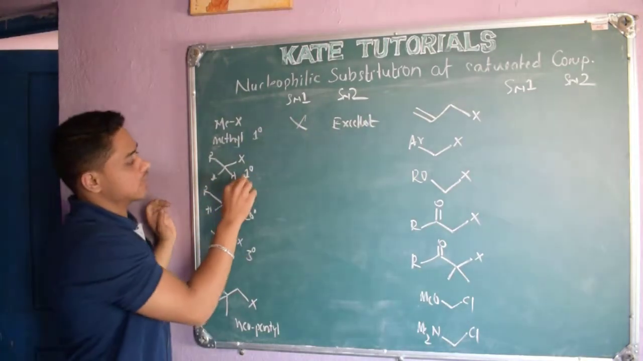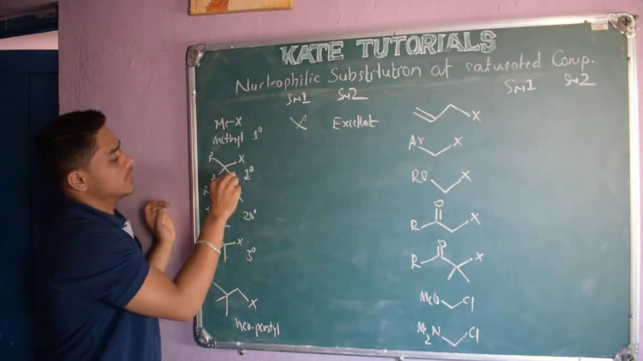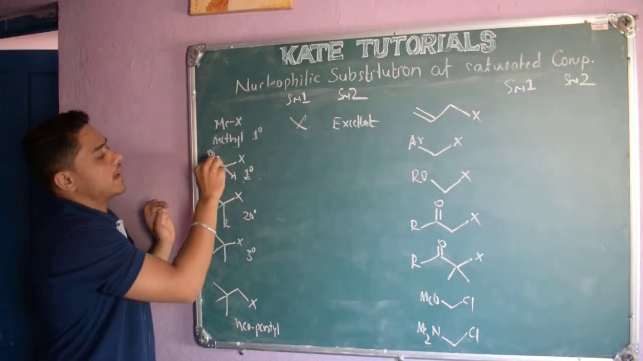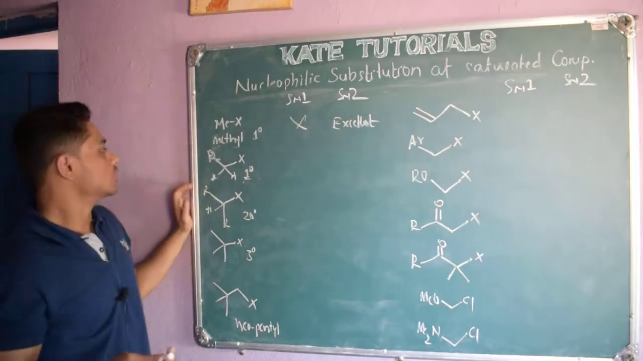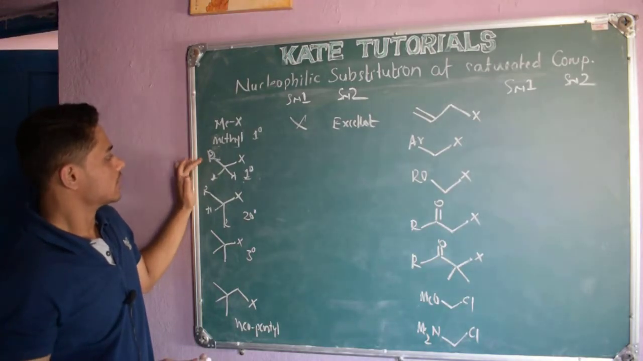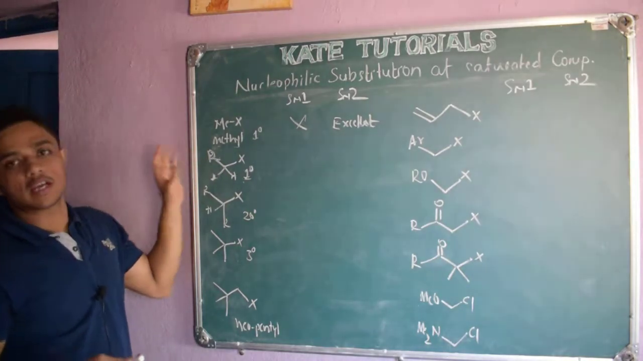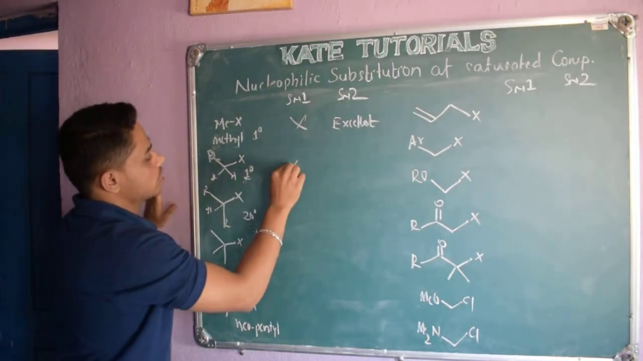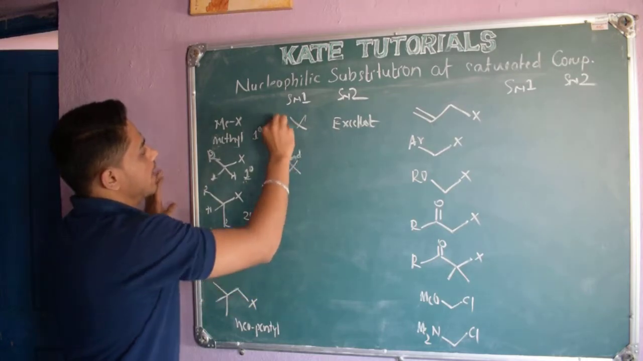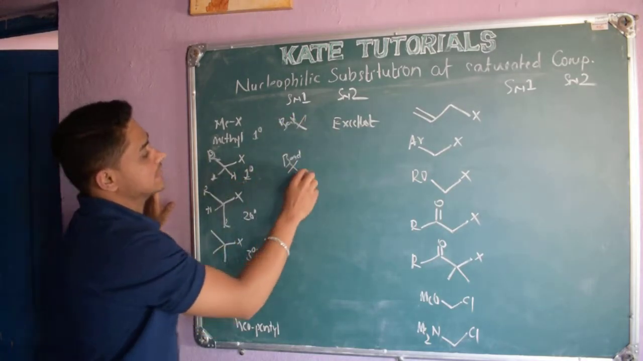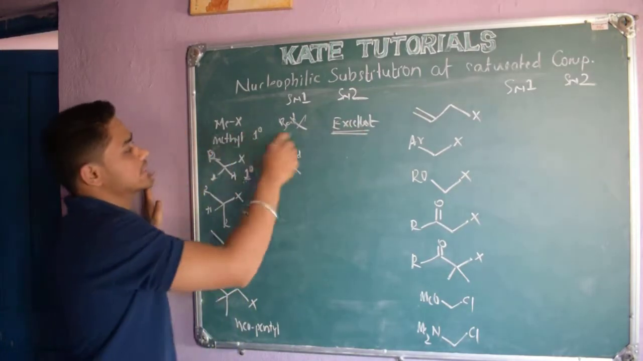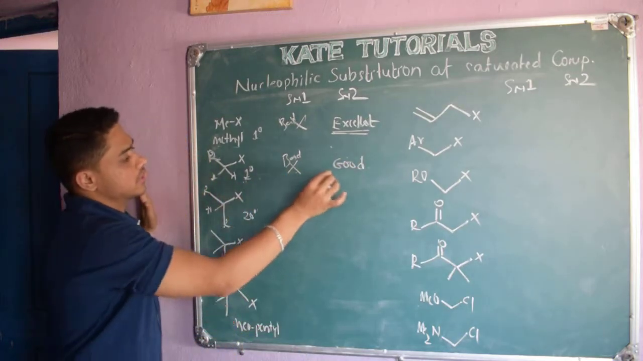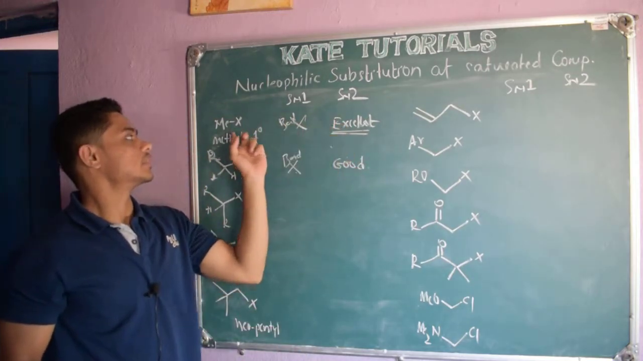See here also it is a primary carbon, no doubt. But instead of 1 hydrogen on this carbon, I have put a bulkier group. R means any alkyl group, right? So it won't give SN1 reaction. SN1 is bad here. It will give SN2, but not as good as the above compound. Here it will be excellent, but here it will be good.